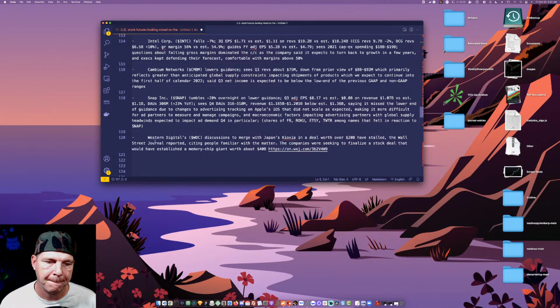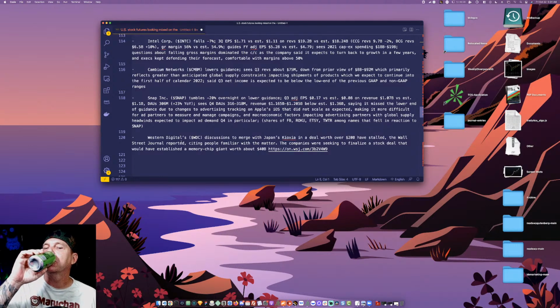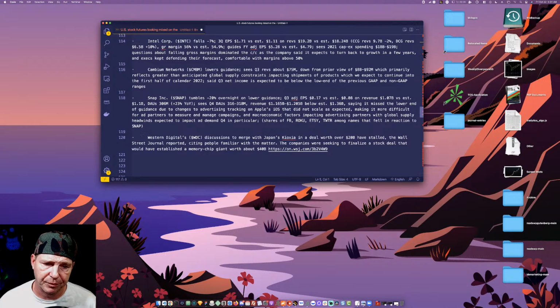Okay, moving on. As far as news goes, grab a drink real quick and we'll do this. All right. Western Digital is in discussions to merge with Japan's Kioxia, and a deal worth over $20 billion has stalled, the Wall Street Journal reported, citing people familiar with the matter. Companies are seeking to finalize a stock deal that would establish a memory chip giant worth about $40 billion. The merger has stalled, so that's sketchy AF.